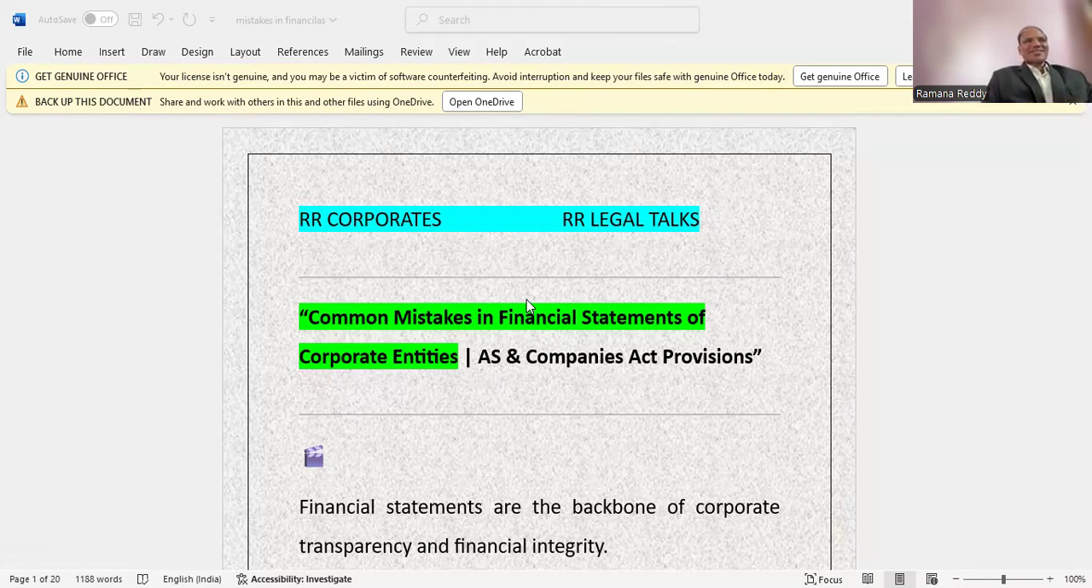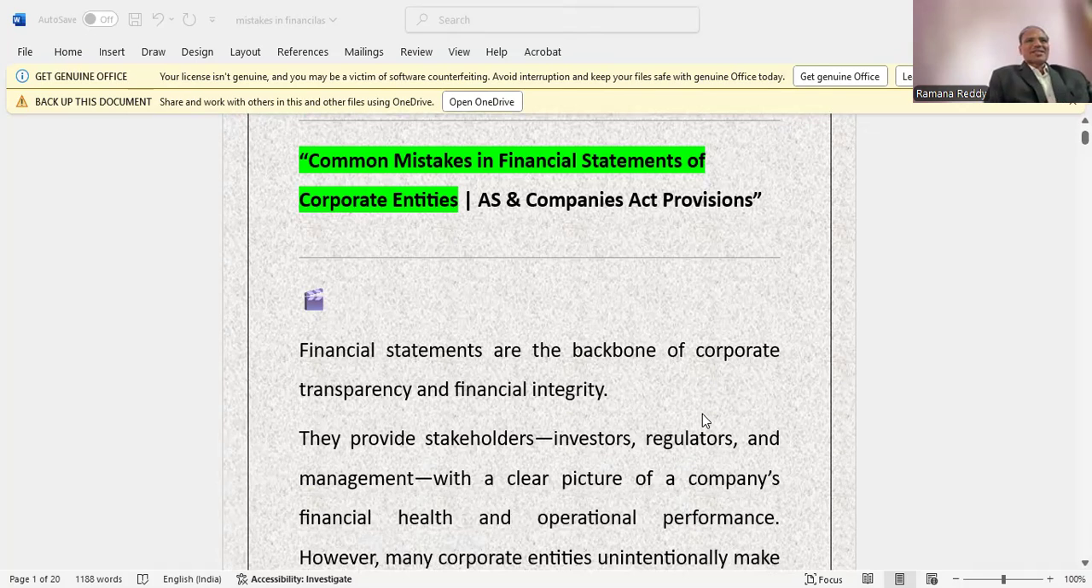Now we are discussing common errors, common mistakes in the financial statements of companies, in view of the accounting standards and Companies Act provisions, Companies Act 2013. These financial statements are the backbone of corporate transparency and financial integrity. They provide stakeholders, including investors, regulators, and management, with a clear picture of the company's financial health and operational performance.